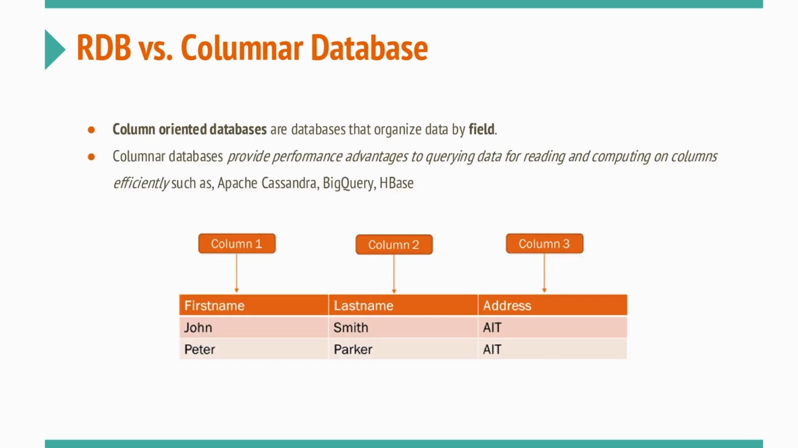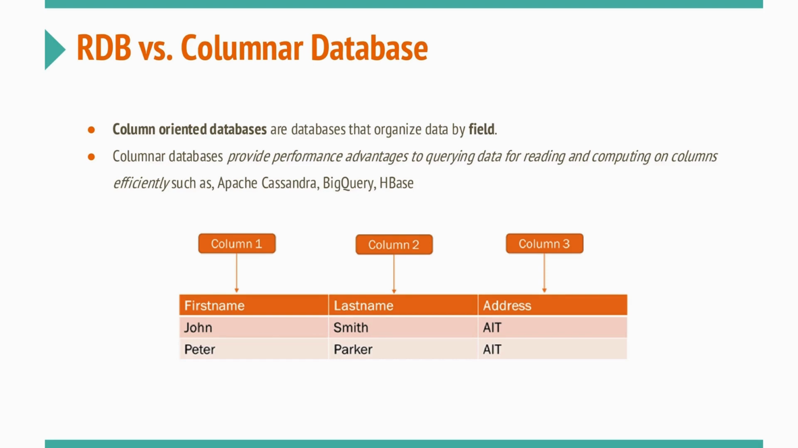Now, let's flip that idea on its head. Columnar databases, as the name suggests, organize data by field or by column. Look at the diagram. Instead of storing the entire first row together, the database stores all of the first name values together, John, Peter, and so on. Then it stores all of the last name values together, Smith, Parker, and finally, all of the address values are stored together. Why would we do this?